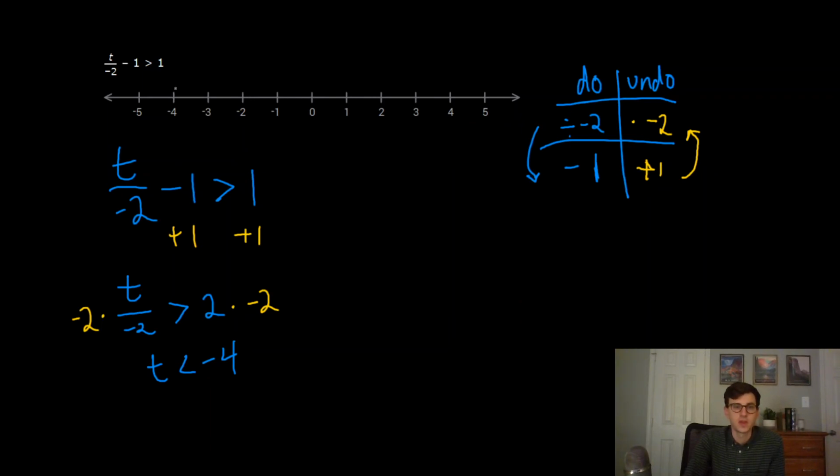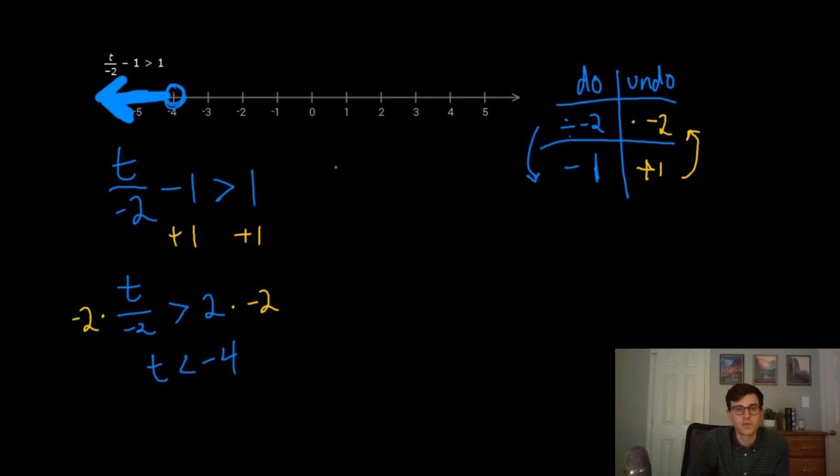Negative 4 is here, and t is less than that, so we go that way. t is less than negative 4. And if you want to check a solution, check it with your original inequality. So even now, if I had done this the other way, if I had said t was greater than negative 4, then any of these numbers would work. So let's try 0, because I really like 0 as a solution. It's an easy one to check, usually.